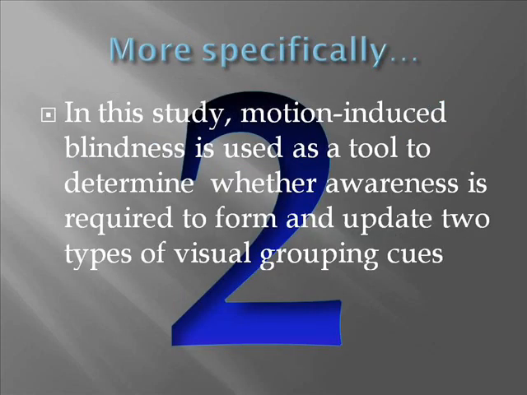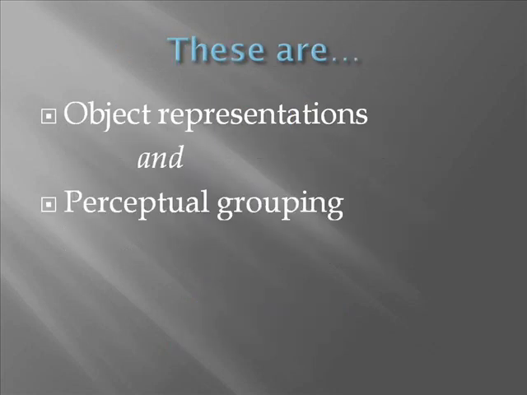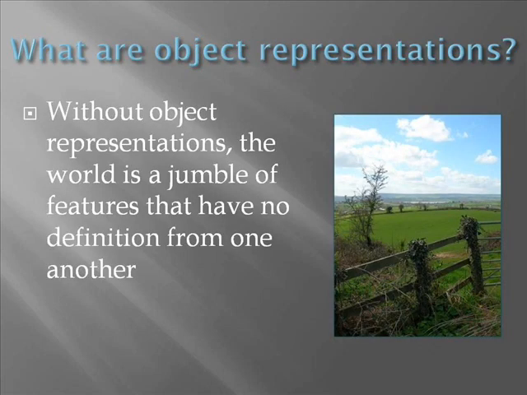This experiment used the temporary lack of awareness in motion-induced blindness as a tool to determine whether awareness is required to form and update two types of visual grouping cues. These visual grouping cues are object representations and perceptual grouping. So what are object representations?